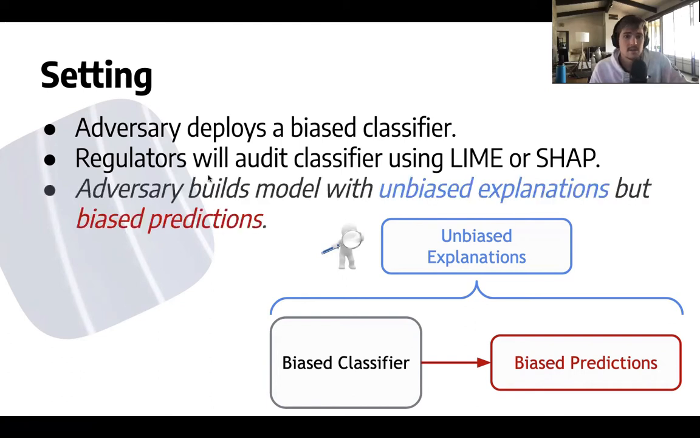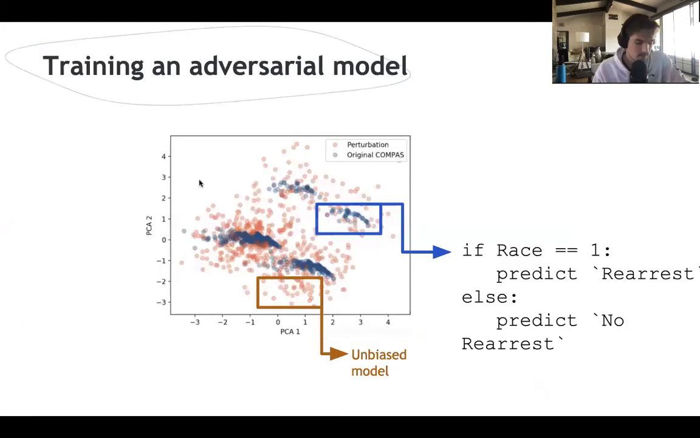The adversary is incentivized to build a model that has unbiased explanations. So the feature attributions do not say that race or gender is important, yet the predictions still remain biased. Why is this possible for a method like LIME or SHAP? The key insight here is that both LIME and SHAP are perturbation-based techniques, and they have heuristic strategies for sampling perturbations.